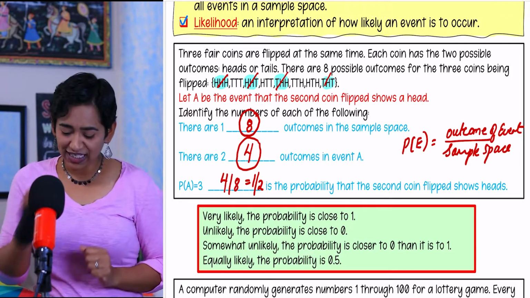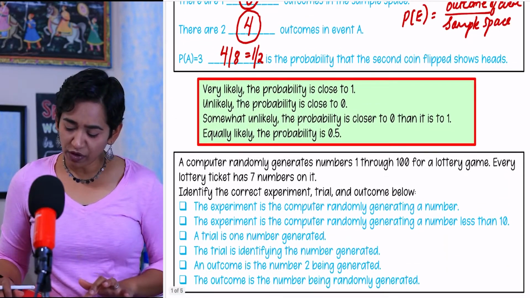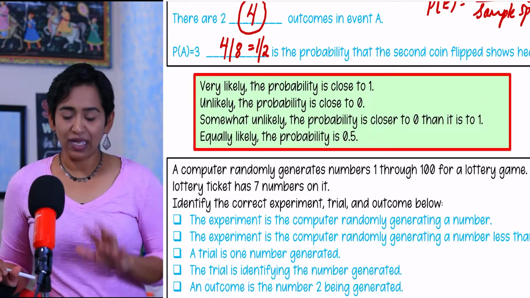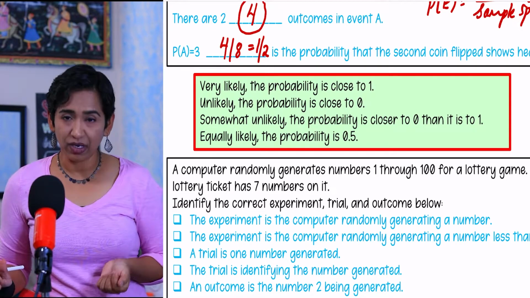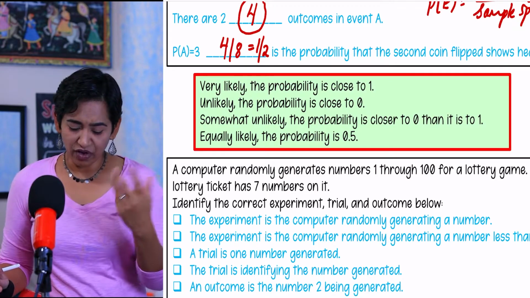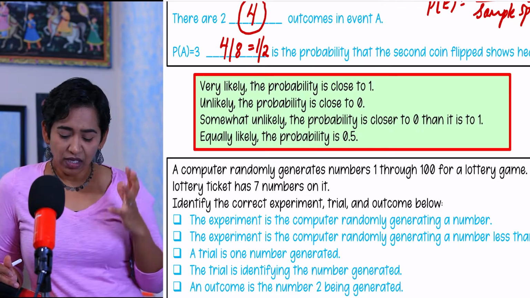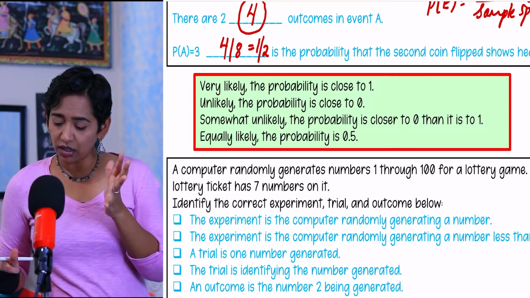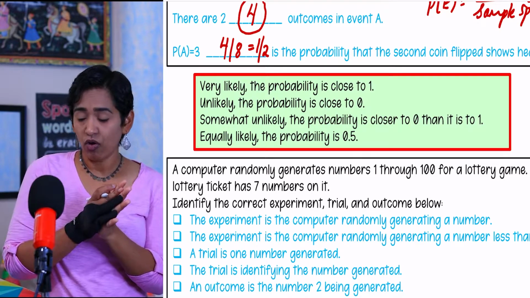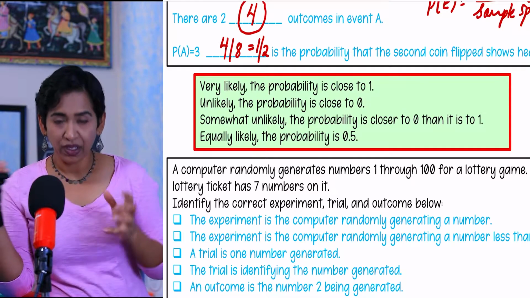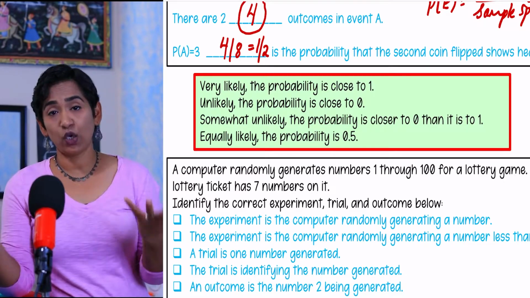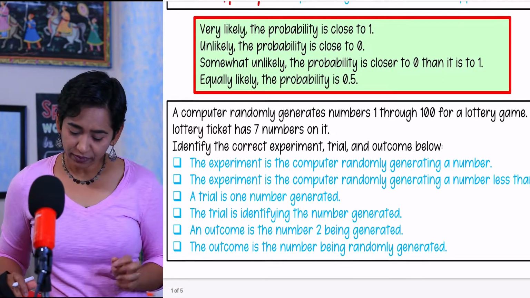All right, now let's go ahead and do the next one. But before we move on, it's very important to know if the probability is closer to 1, it's very likely it's going to happen. Closer to 0, very unlikely it's going to happen. If it's in between, closer to 0 than 1, then somewhat unlikely it's going to happen. If it's 50-50, it's equally likely it's going to happen. All right.